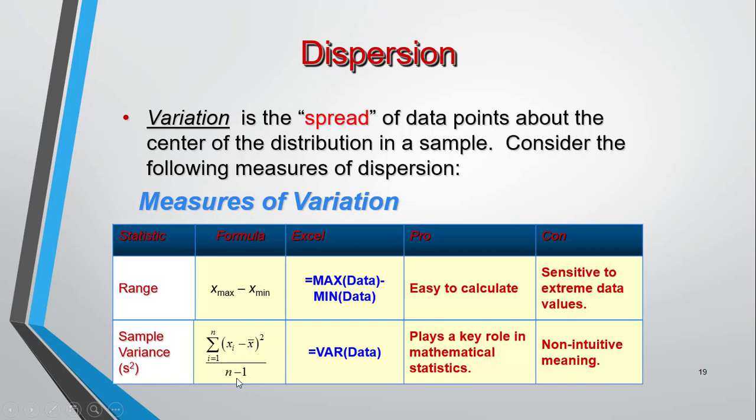The sum divided by n minus 1 is your variance. Okay? It's a very important concept. It plays a key role in mathematical statistics. But it's not very intuitive. What does it mean? It's not that obvious, but it's extremely important in measuring variance.